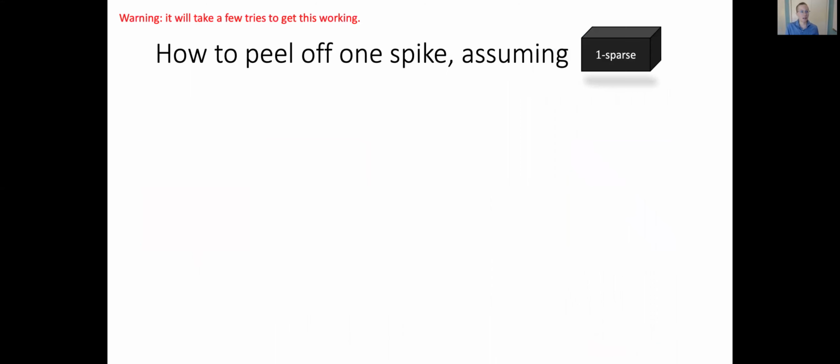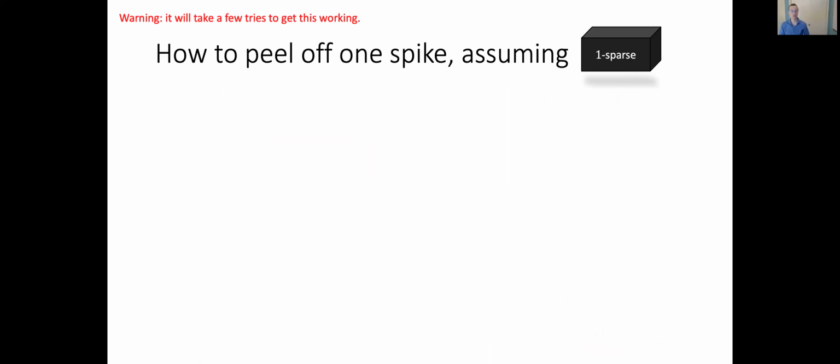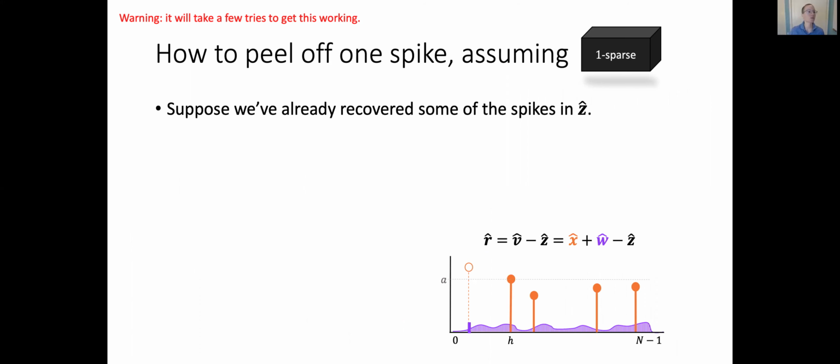Okay, so now we have our filter, and the next goal is to get an algorithm that uses this filter to peel off one spike at a time. The basic idea is as follows. Suppose we've already recovered some of the spikes in our vector v hat, and I've stored those spikes in some vector z hat. Then we're going to look at this residual vector r hat, which is v hat, the vector that we're trying to find, minus z hat, the vector that we've recovered so far, which I can write again as the spiky part plus the noise part minus what I've discovered so far.